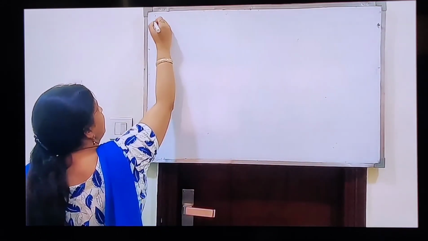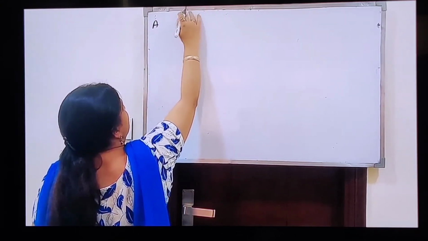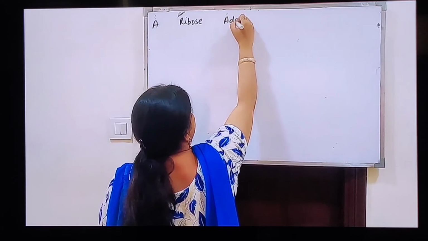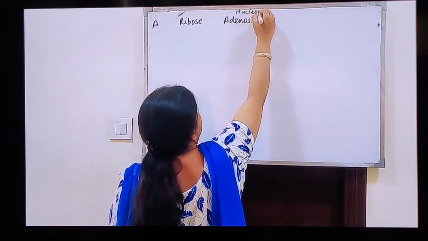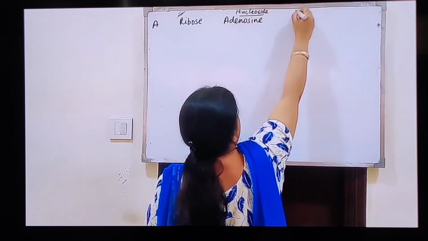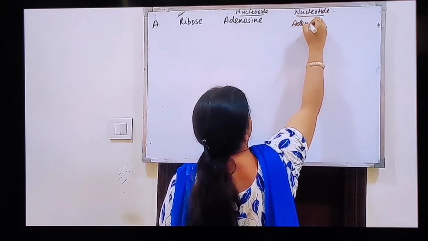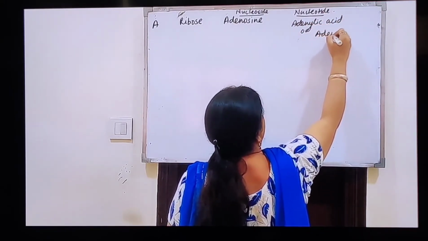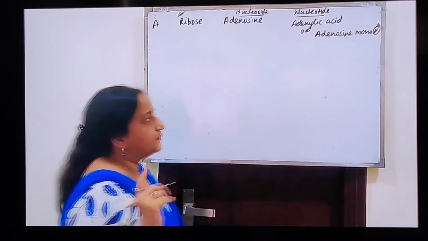Now I will write the names of nucleosides and nucleotides. If the base is adenine and the sugar is ribose, then the nucleoside form will be adenosine. And in case of nucleotide, the name will be adenylic acid or adenosine monophosphate if we attach only one phosphate group.